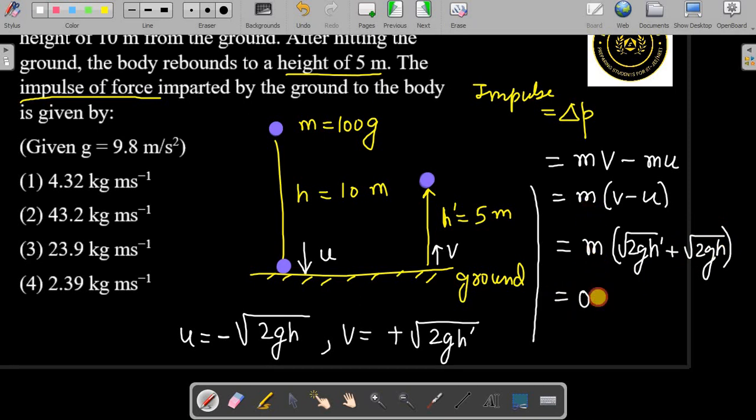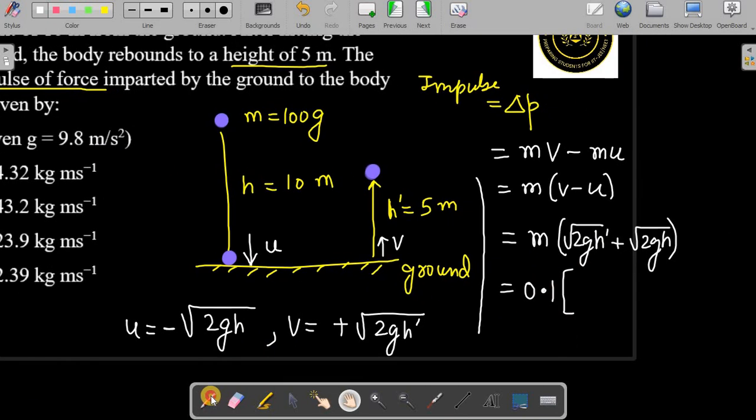Mass is 100 gram, which means 0.1 kg, right? And root under 2g, where g is 9.8, so you have to calculate 2 times g. How much will the calculation give? Just root under 2 into 9.8, into height. Initially this height is, let's say, 5, and then root under 2 into 9.8, and this height is 10.